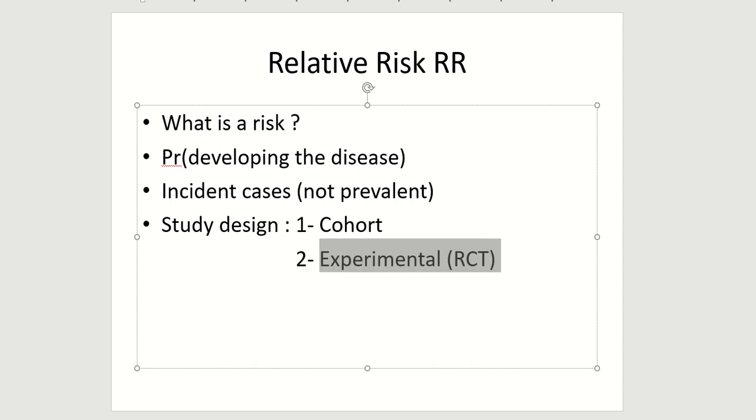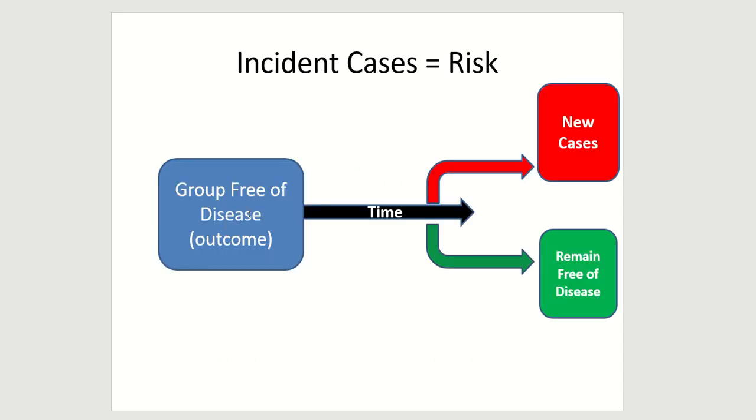Okay. So basically, this is how it works. You have a group of people free from the outcome, and as time passes, some of them will remain free and some of them will develop the outcome. So these will be the new cases. The number of the new cases divided by everybody is called a risk, or also an incidence rate. So how is it done?